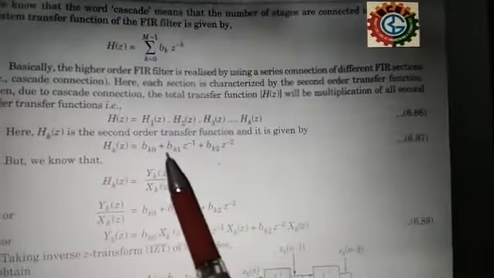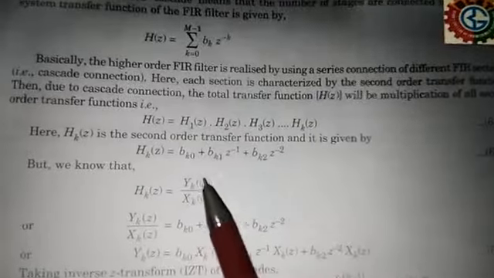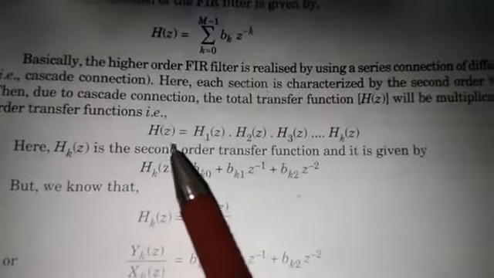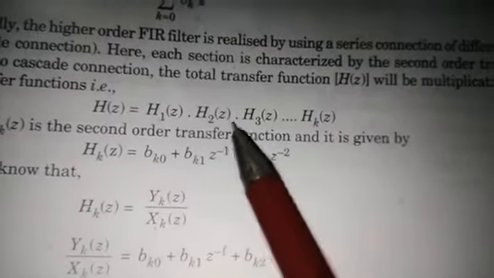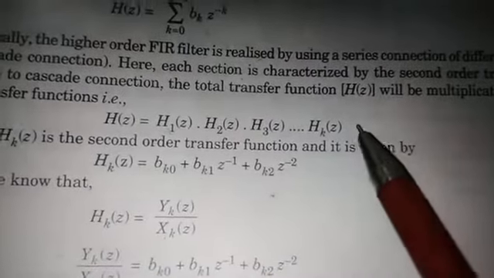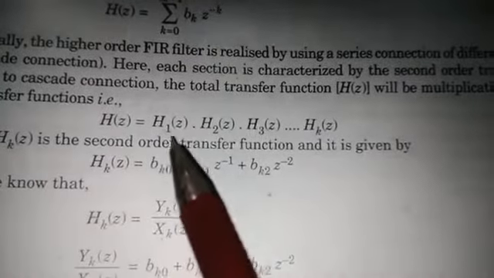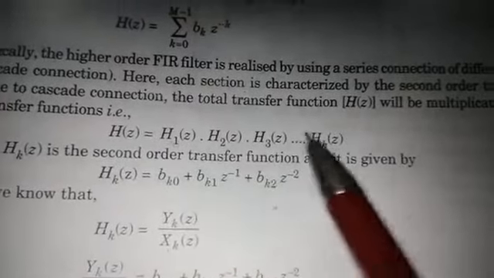Now let us see how the cascade implementation is done with the help of this direct implementation in these FIR filters. For cascading, as we have already seen in the previous examples, we need this h of z to be written in terms of h1 of z, h2 of z, h3 of z and so on. And for a parallel structure, we need this h of z equal to h1 of z plus h2 of z plus h3 of z and so on.